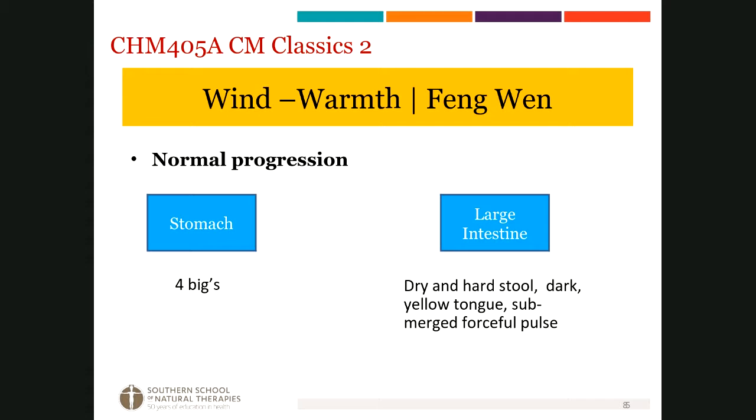In the normal progression, once the wei channel has not been resolved, it goes to the qi level. Typical conditions in the channel of Yangming are the big four: high temperatures, big thirst, big pounding pulses, and sweating.